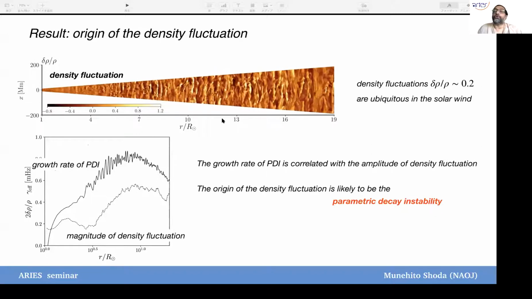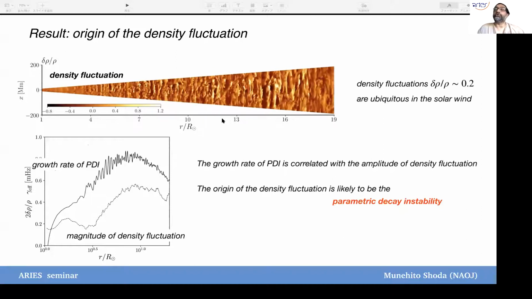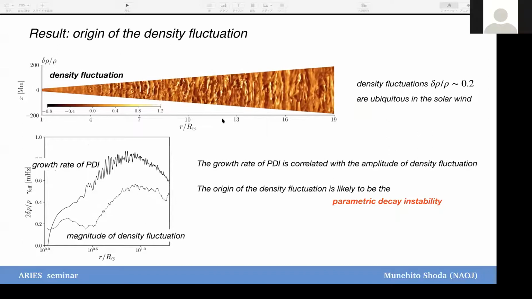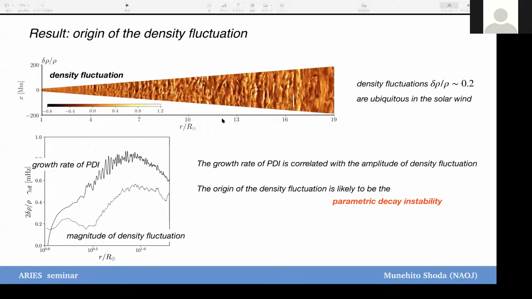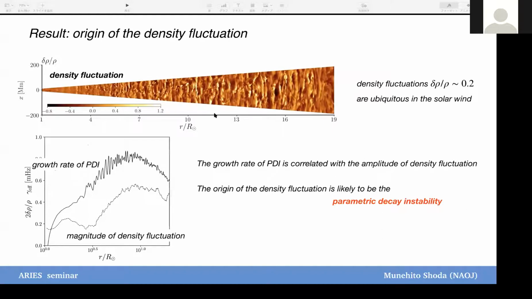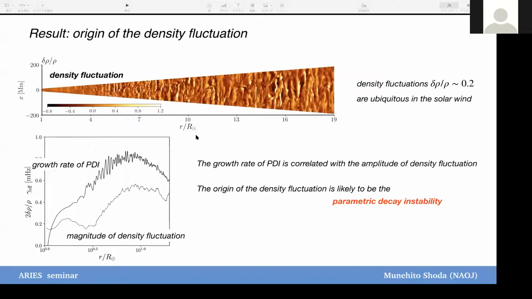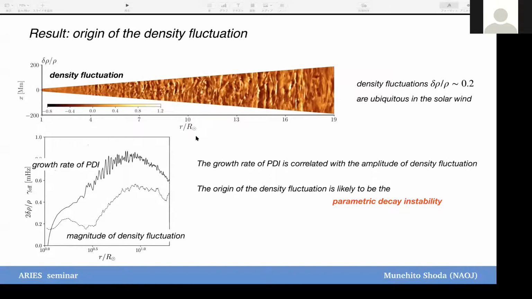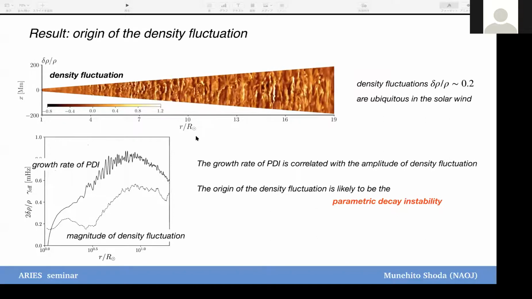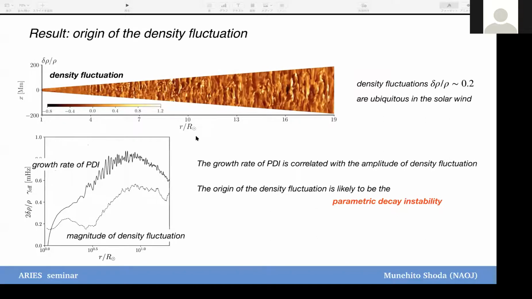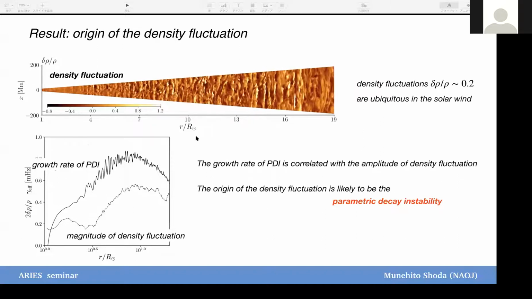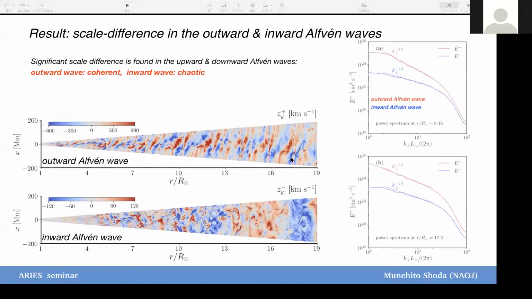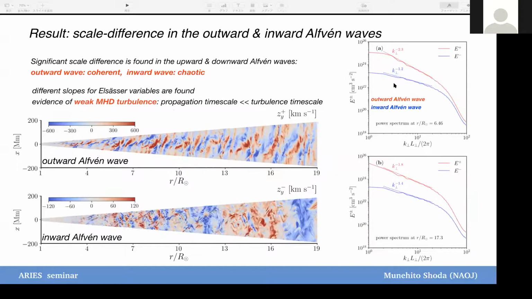Okay. So Pankaj, please unmute yourself and ask the question. Hi, can you hear me? Yes, we can hear you. Okay. So very lucid talk, Shoda-san. This is not my field, so I am going to ask a very naive question. You showed that the turbulence spectrum is different for the outward going and the reflected wave. In observation, you observe both at a time. So how do you separate which one is which?